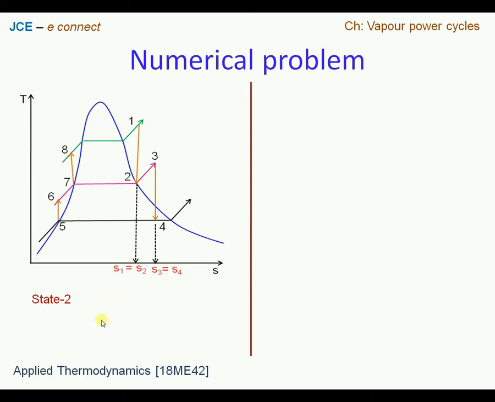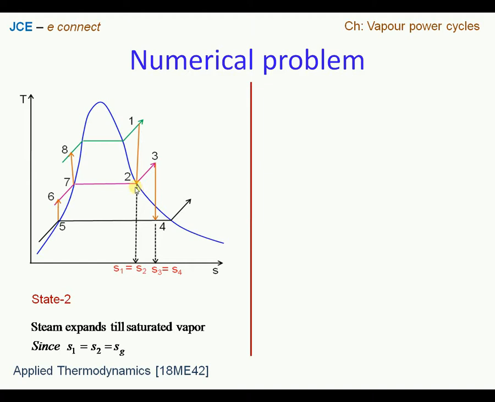Therefore, the procedure here is we have to hold the given entropy value, that is S1 is equal to S2, and through the steam tables we have to go on searching for SG value, where exactly the S2 value will coincide with the SG value. The point where these two resemble is where we are going to find the corresponding intermediate pressure, which is called the reheat pressure.